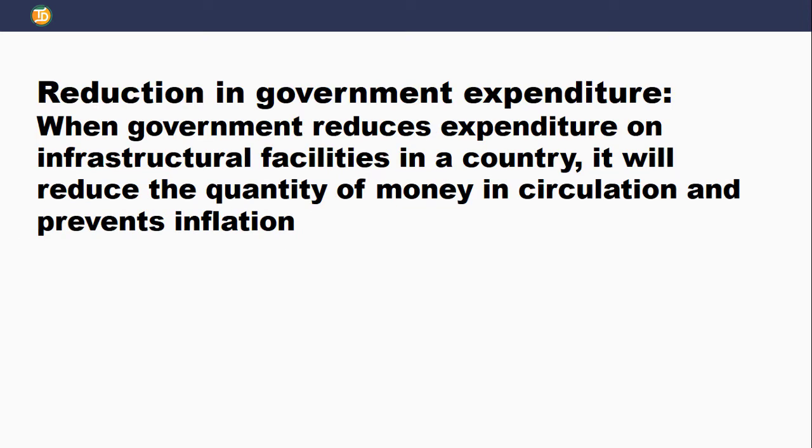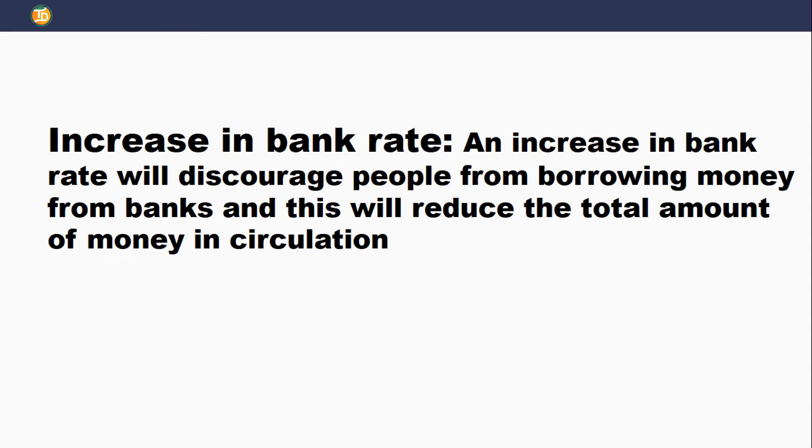Number two is reduction in government expenditure. If government reduces expenditure on infrastructural facilities or on purchases, it will reduce the total money in circulation in a country. And when the supply of money falls, price level of goods and services will fall, which will solve inflation.